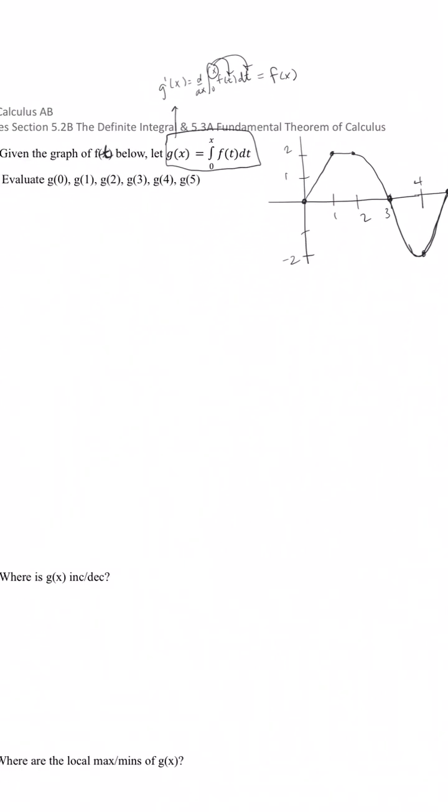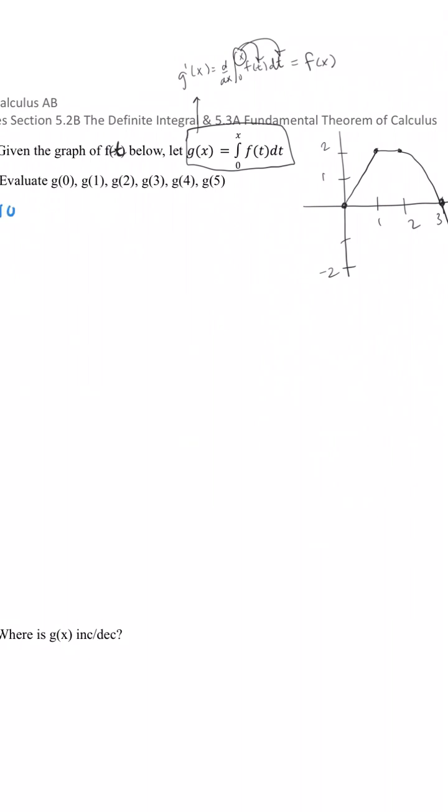We're asked to evaluate a couple of things. First, g of 0. If I plug in, this just means x equals 0. So I'm going to take that thing in the box above and plug in 0 for x: the integral from 0 to 0 of f of t dt. If I go from 0 to 0, then that's going to be 0. Now g of 1 means I'm going to integrate from 0 to 1 of f of t dt. This means area under the curve f of t from 0 to 1.